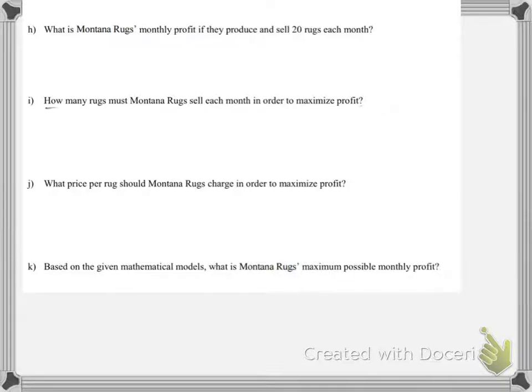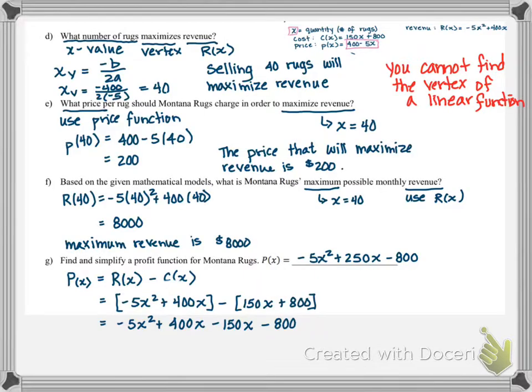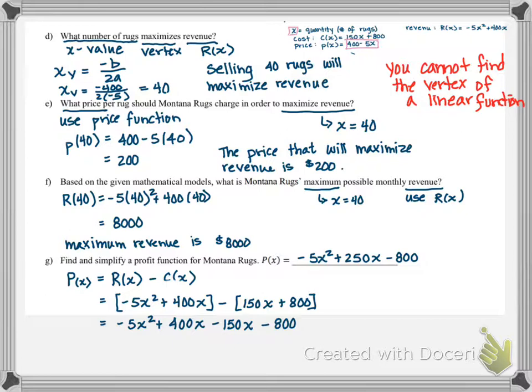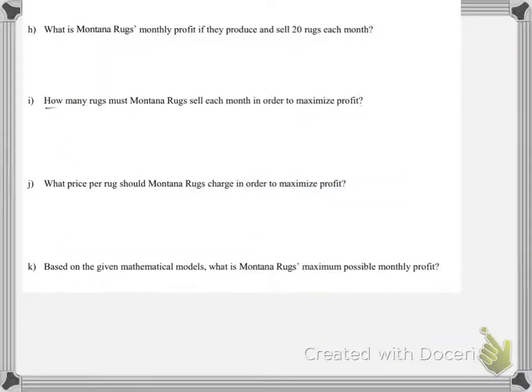Essentially, h through k is exactly like b through f, except instead of using the revenue function, now we're using the profit function. So the process is exactly the same. We're sort of starting from scratch now with a new function and looking at all this stuff in terms of profit instead of in terms of revenue. Does that make sense? Okay, so go to it. Try h through k.